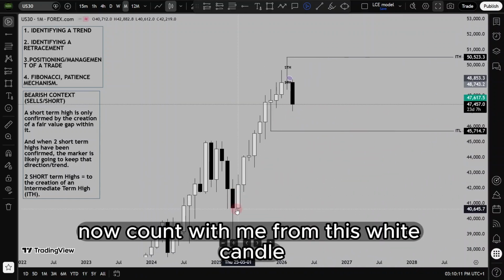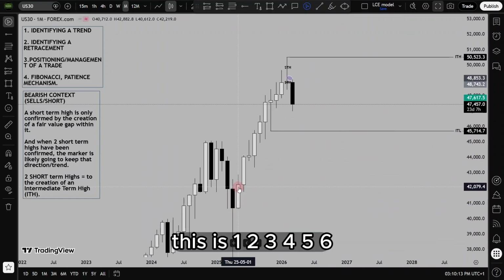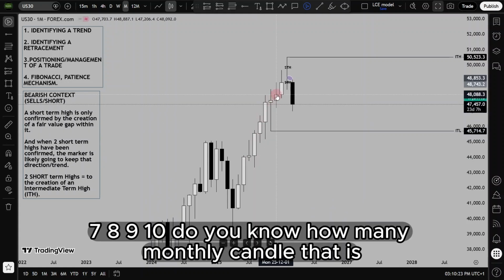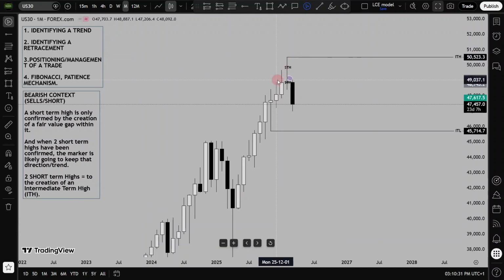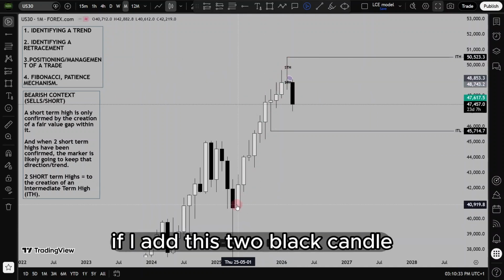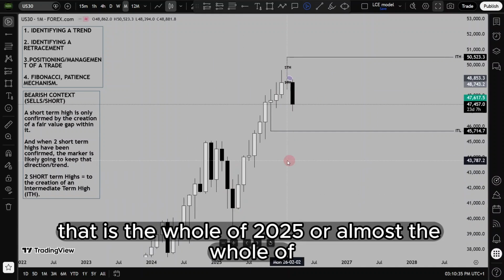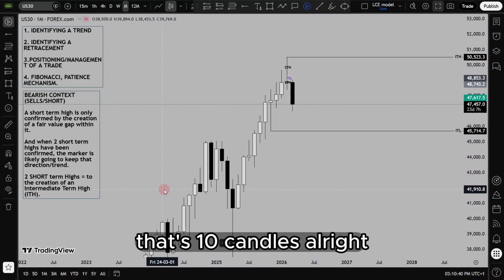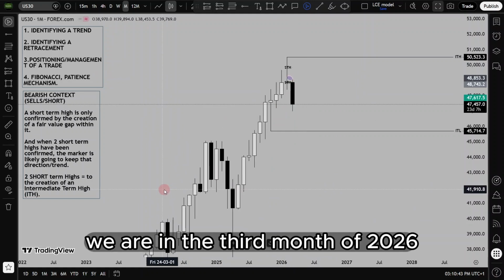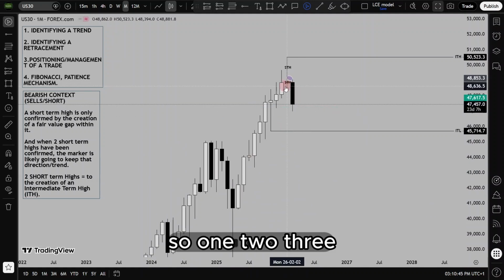Now, count with me from this white candle. This is one, two, three, four, five, six, seven, eight, nine, ten. Do you know how many monthly candles that is? That is 10 monthly candles. If I add these two black candles, that is almost the whole of 2025. That's 10 candles. All right. We are in the third month of 2026. So one, two, three.